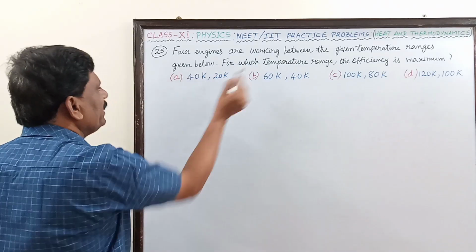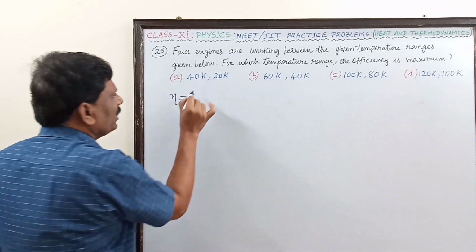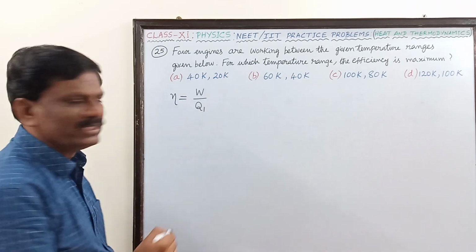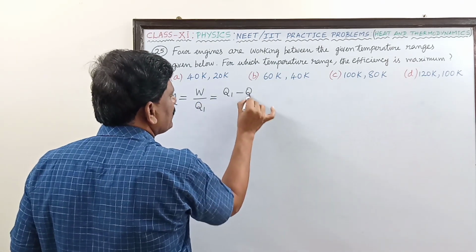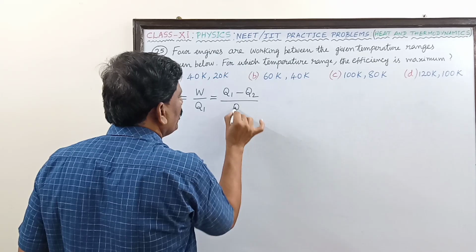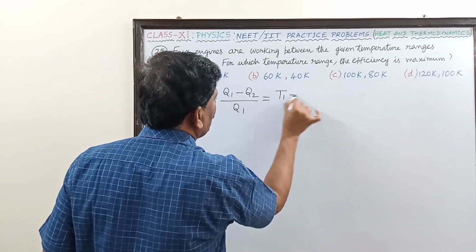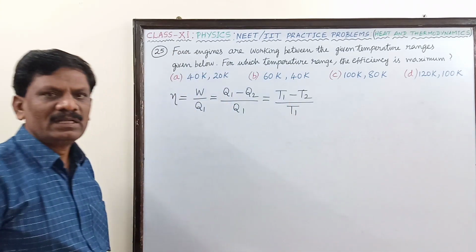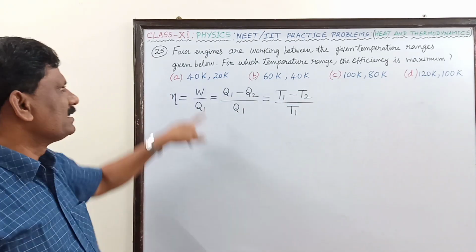Now for any heat engine, the efficiency is given by eta equals work done divided by quantity of heat drawn by the engine. So this is equal to Q1 minus Q2 divided by Q1, and this also is equal to T1 minus T2 divided by T1. Now in all these ranges, two temperatures are given.